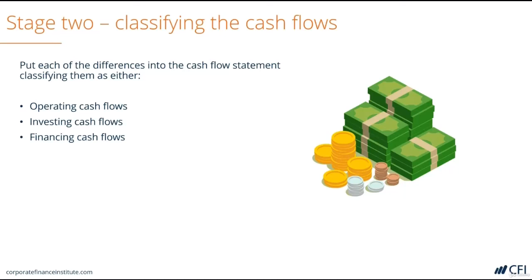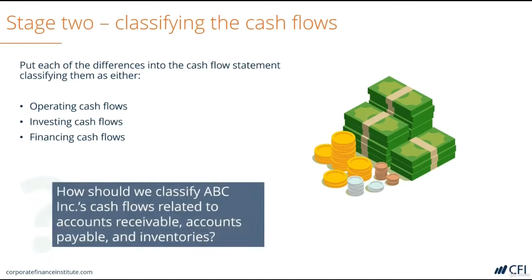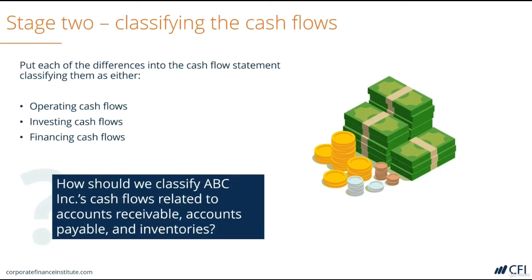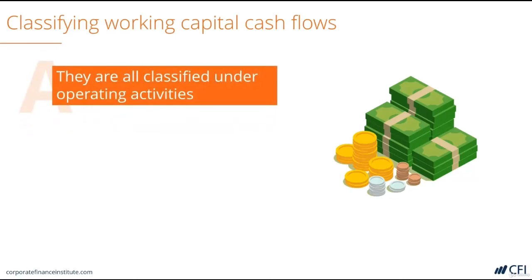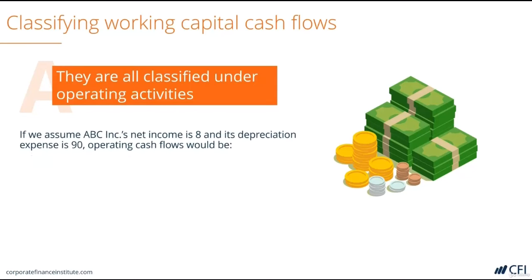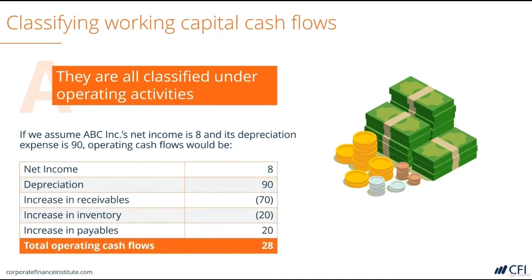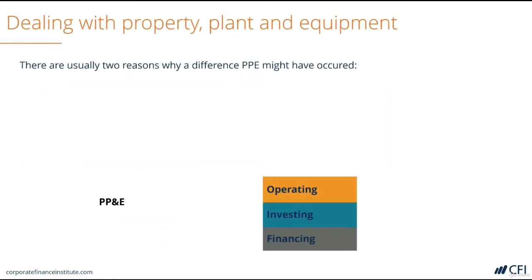Based on the exercise we completed in the previous chapter, how should we classify ABC Inc.'s cash flows related to changes in accounts receivable, accounts payable, and inventories? The answer is that ABC Inc.'s cash flows relating to accounts receivable, accounts payable, and inventories would all be classified under operating activities. If we assume that ABC's net income is 8 and its depreciation expense is 90, then the cash flow from operations would be as follows: a total operating cash flow of 28.